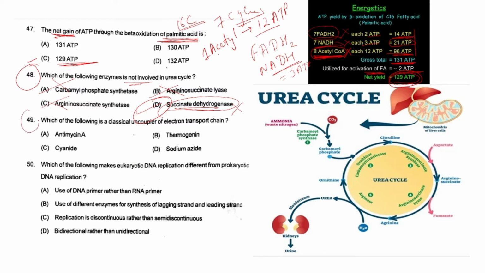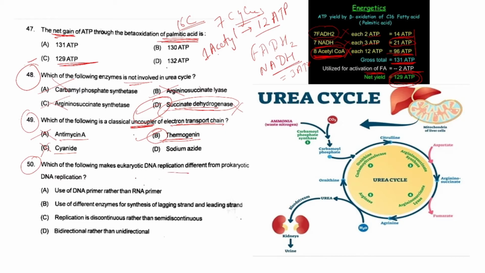Next, question number 49. Which of the following is a classical uncoupler of electron transport chain? Options are antimycin A. This is an example of an inhibitor molecule, so this is not the answer. Cyanide, this is also an inhibitor, so this is not the answer. Thermogenin. Yes, thermogenin is an example of an uncoupler molecule. So option number B, that is thermogenin, is the right answer.